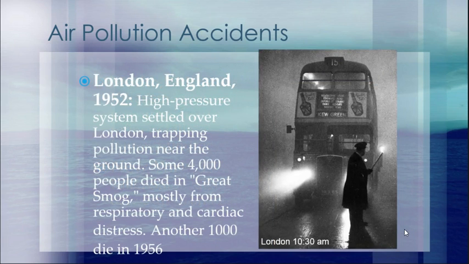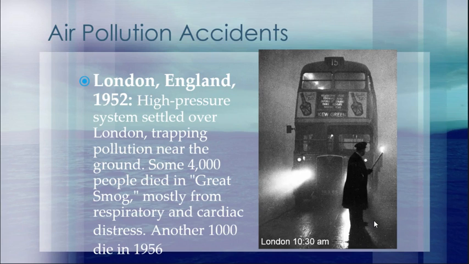In 1952, which was before the New York one, but still, in London, 4,000 people died in what they call the Great Smog, respiratory and cardiac failure, right? In 1956, they have it again, and 1,000 people die, right? This is London at 10:30 in the morning. That's crazy. Okay, same thing. You have that high pressure system, the temperature inversion, settling over the city, trapping pollution near the ground.